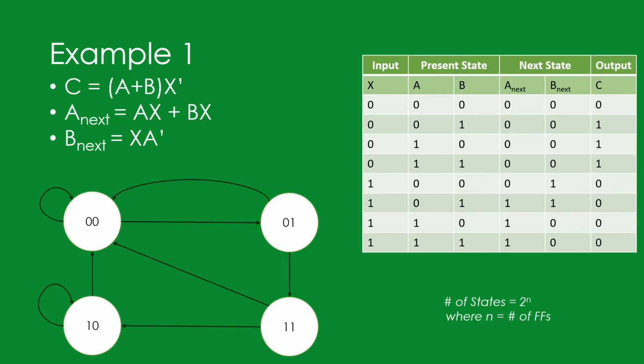Then we connect an arrow from each present state to its corresponding next state. Finally, we label each arrow with the corresponding input and output separated by a slash. There we go. We have a state diagram that will describe that circuit.